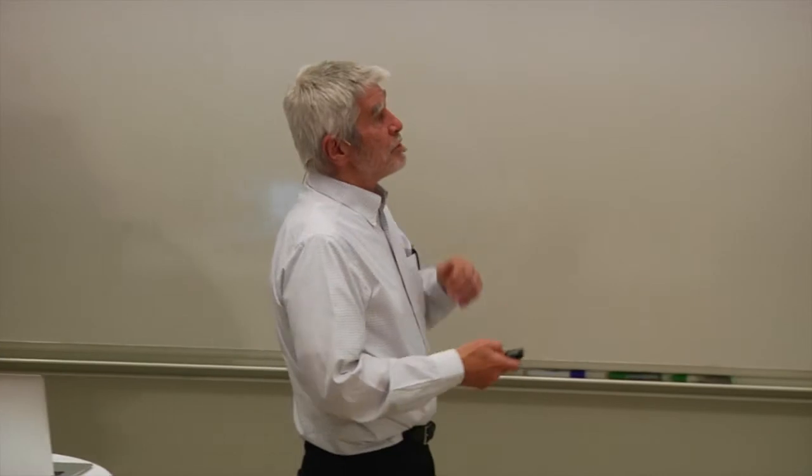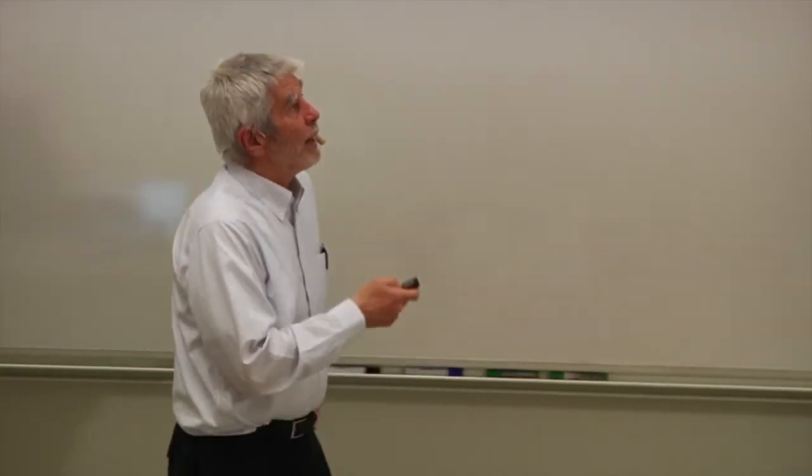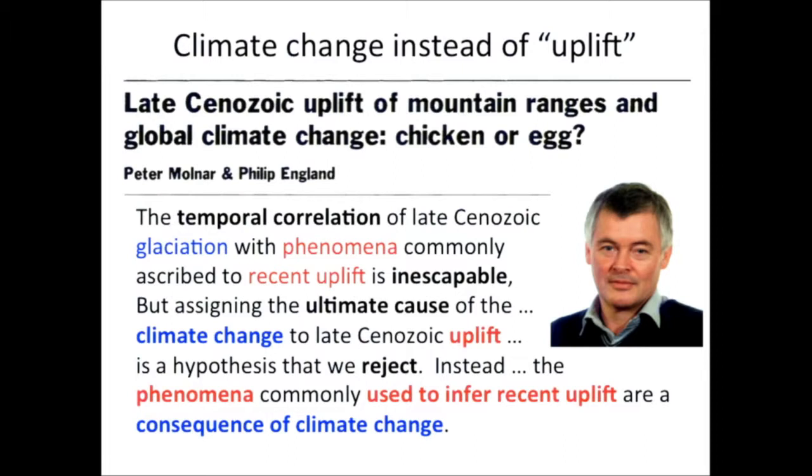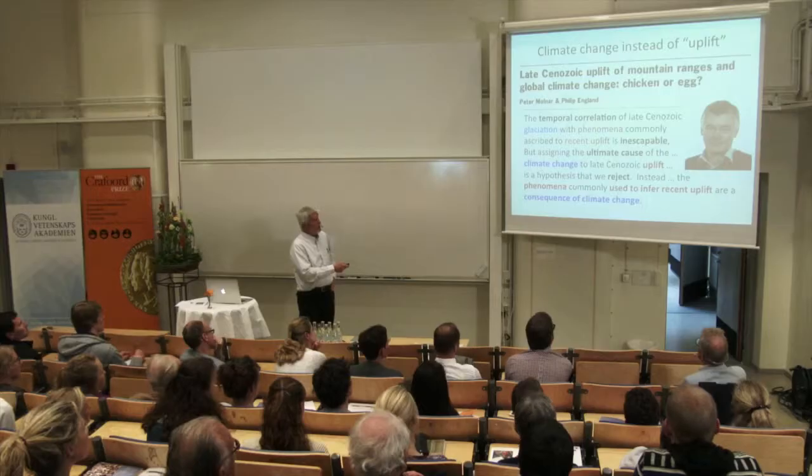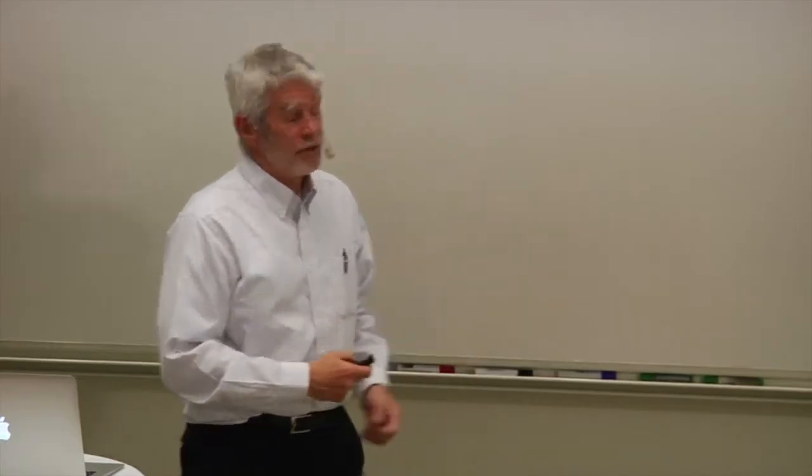So 25 years ago, Philip England and I wrote a paper, which we were very clever with our title, although we misled people: Late Cenozoic Uplift of Mountain Ranges and Global Climate Change, Chicken or Egg? Which comes first? We argued the temporal correlation of late Cenozoic glaciation with phenomena commonly attributed to recent uplift is inescapable. Can't deny that. But assigning the ultimate cause of the climate change to the late Cenozoic uplift, that we reject. Instead, we see the phenomena commonly used to infer recent uplift are actually a consequence of climate change. So we would invert the logic on this.